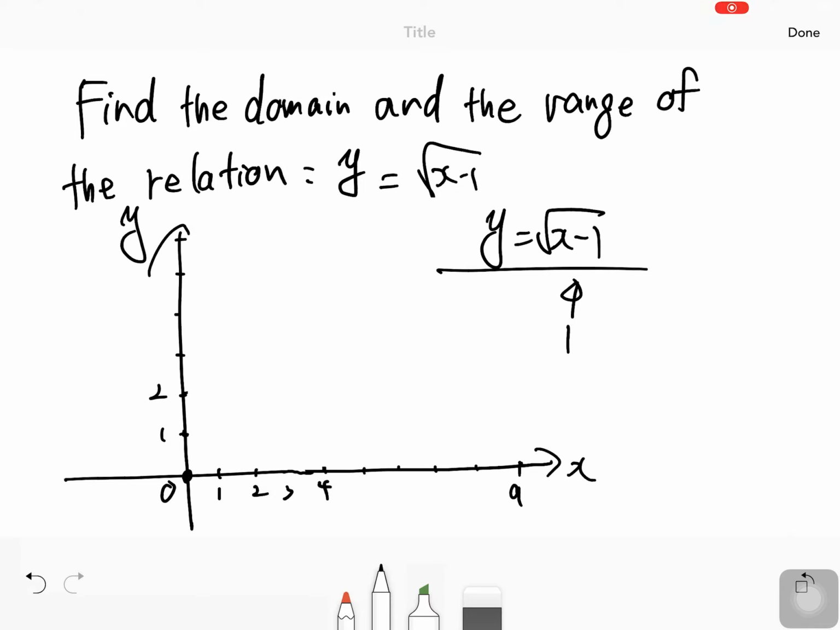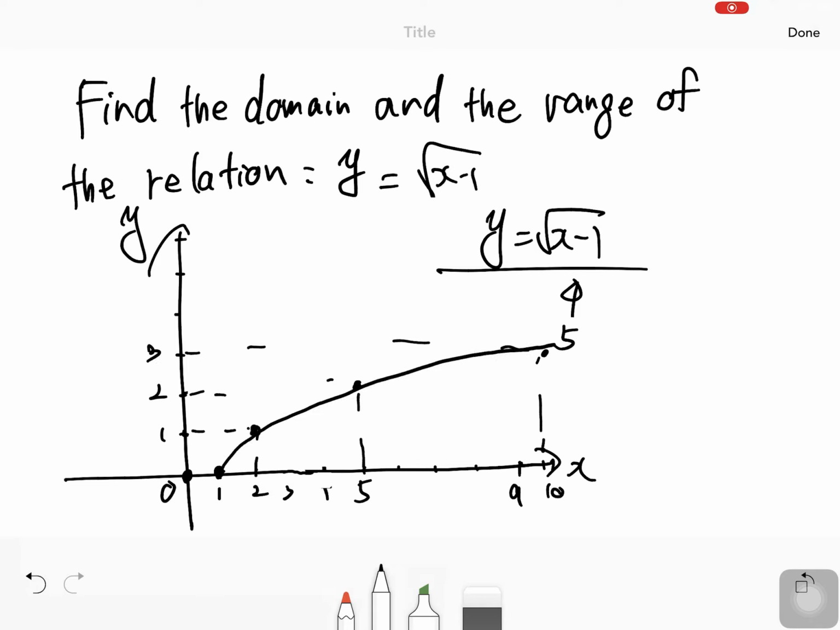So let's plug in 1 first. Then it's square root of 0, which is 0. So you got (1, 0). Next, if you plug in 2 into x, the inside of the square root is going to be 1. So y is equal to 1, so (2, 1). Then next, if you plug in 5 here, the inside of the square root is going to be 4. Square root of 4 is 2, so (5, 2). Then if you plug in 10, the inside of the square root is going to be 9. So the graph is going to be like that.